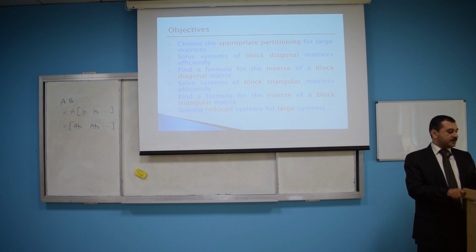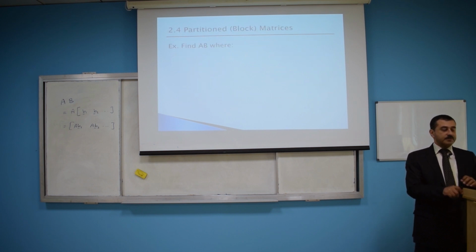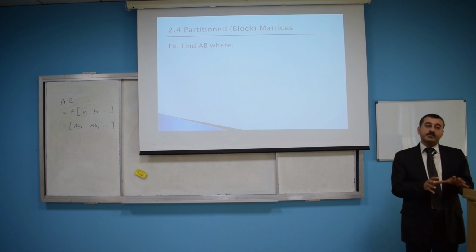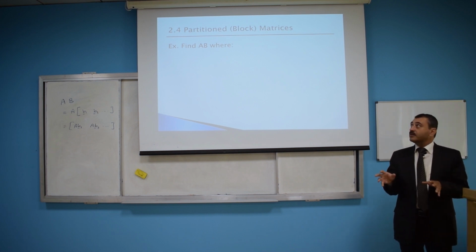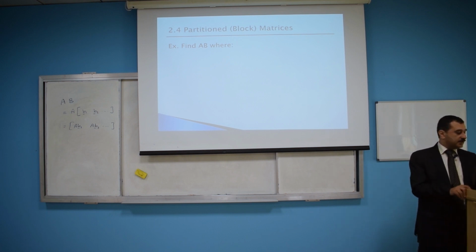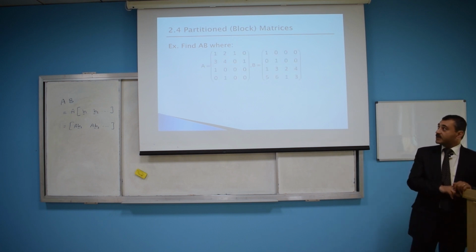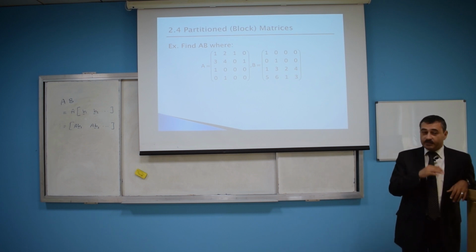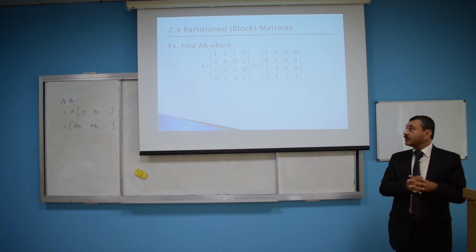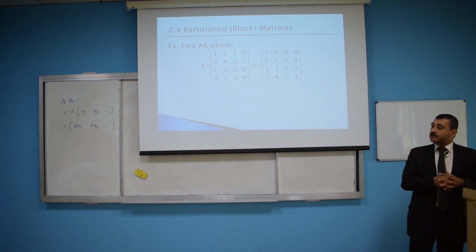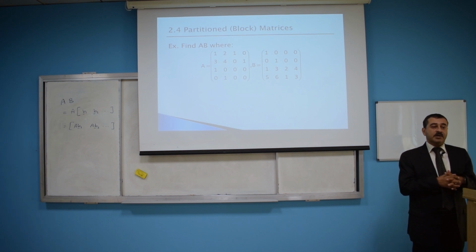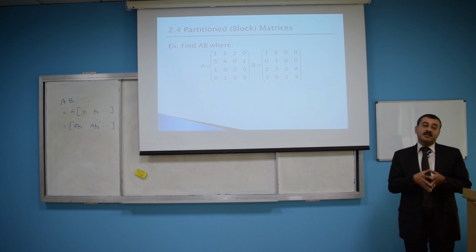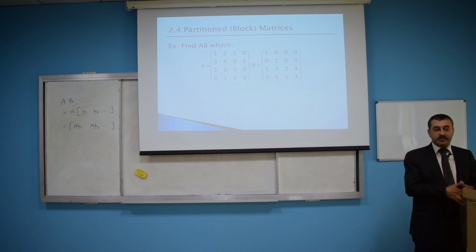Okay, so let's first see an example, and I'm going to focus on partitioning for matrix multiplication. So suppose that we have, for example, these two matrices, 4x4 matrices, and I want to find the product AB. You can find it as usual, multiply row by column, column rule. But let me try to write it in another way by partitioning the matrices. So let me first choose the partitioning and see later how to choose the appropriate one.